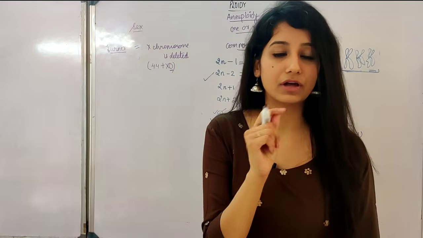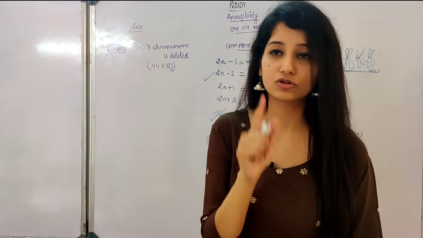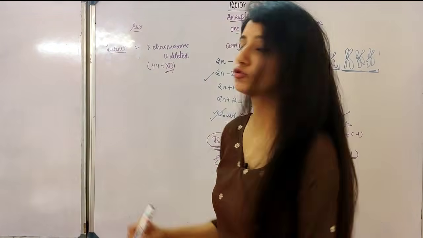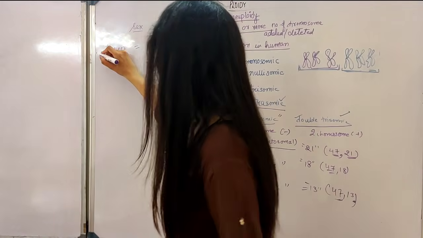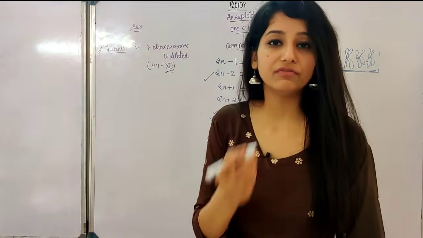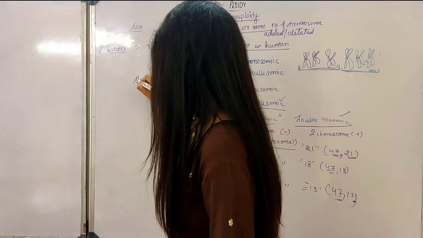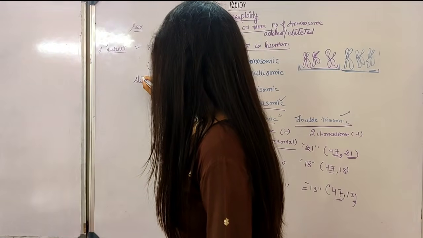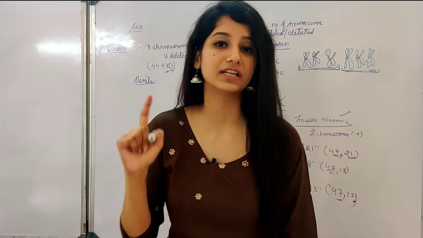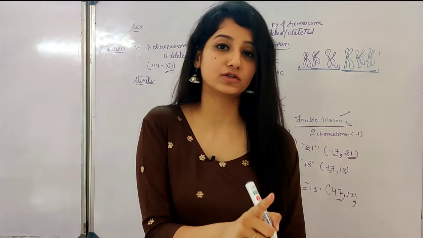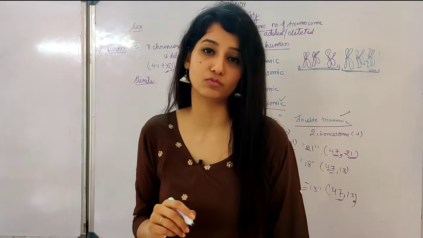XO means there is no second X chromosome, there is only one X chromosome present, and 44 are the autosomal chromosomes. So in this Turner syndrome, the female will be sterile as she doesn't have one X chromosome. She only has one X chromosome. She doesn't have a second X chromosome.